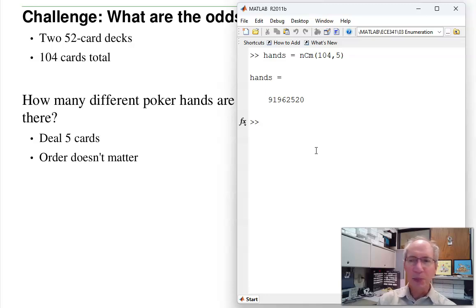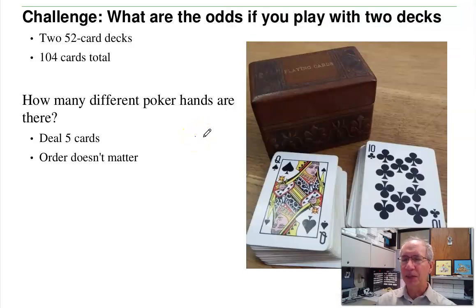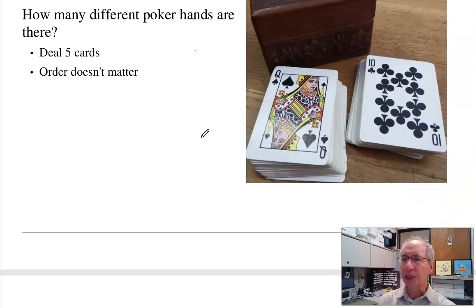Something that used to take me 2 minutes to grind through with enumeration is now taking me 90 minutes to grind through. I don't want to sit there and have a 90-minute video just watching a program run. I actually don't want to sit there and wait 90 minutes. I need a better tool. That's combinatorics. So there's 91 million hands. How many different hands have, say, 4 of a kind, 3 of a kind, and so on? Let's calculate that.